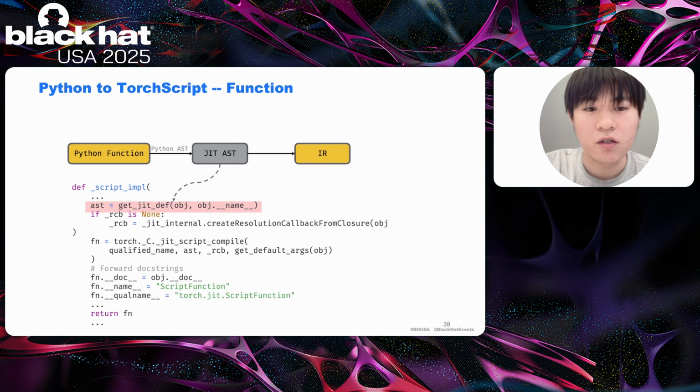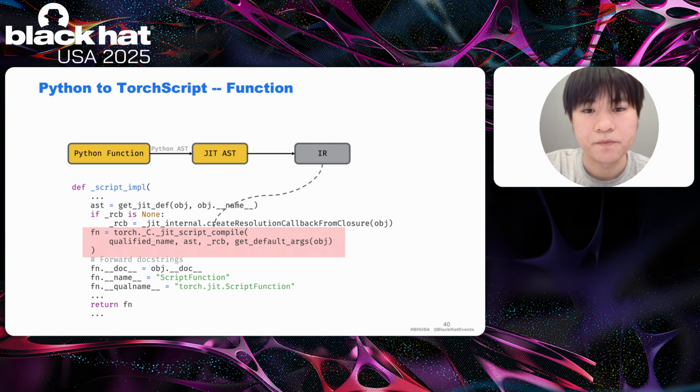Let's look at the function first. The compile process is handled within the script MPL function. There are two main functions, getJIT_def and JIT_script_compile. The getJIT_def function performs two main tasks. First, it uses the AST library to convert Python code into a Python AST. And second, it calls build_dev to transform that Python AST into a self-implemented JIT_AST.